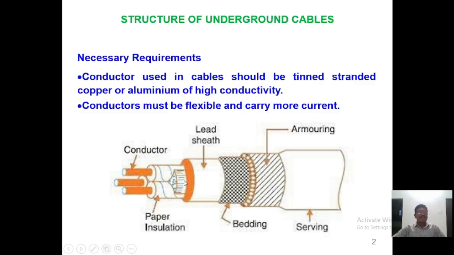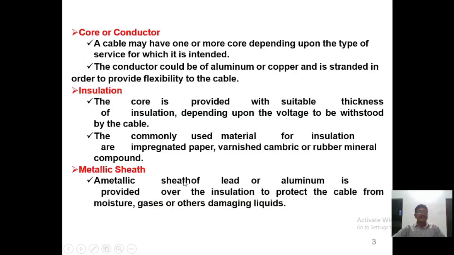About the conductor. It is the core or conductor. A cable may have one or more cores depending upon the types of service for which it is intended. The conductor could be aluminum or copper and is stranded in order to provide flexibility to the cable.